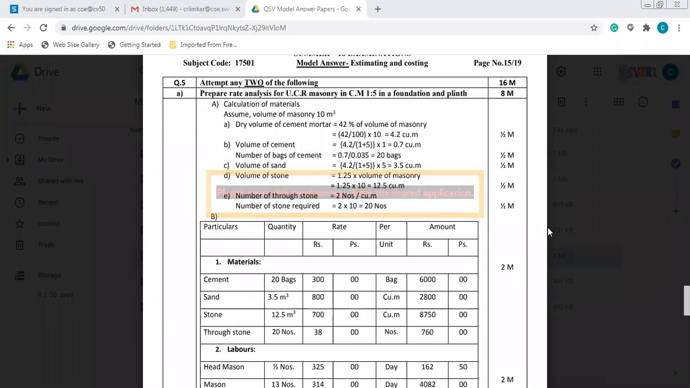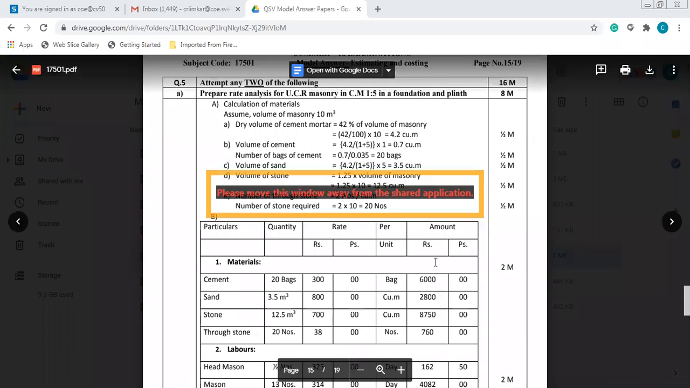Now, what is the first step as far as UCR masonry is considered? Most of you are familiar with how to solve the problem, but I still want to revise for everyone. Our first step in case of UCR masonry is to assume the volume of masonry. You can assume 1 meter cube, 10 meter cube, or 100 meter cube. Generally go for 10 meter cube, in brickwork also, and in concrete also. So in this UCR masonry also, we assume the volume of masonry as 10 meter cube.